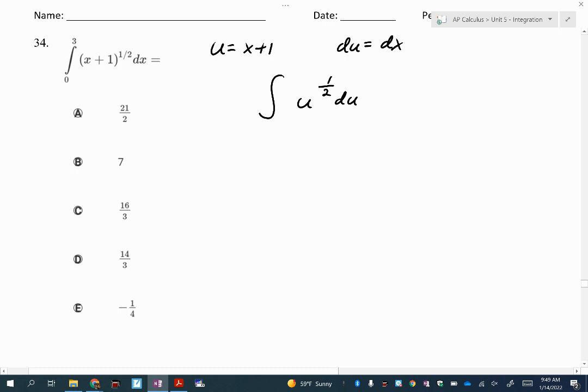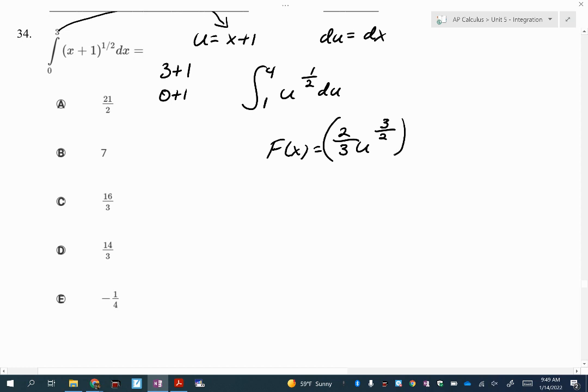Get my new limits of integration by plugging in 3 where it says x, so 3 plus 1, and 0 plus 1. Remember, you're plugging these into what you put here. So that's 4 and 1. The antiderivative for u to the 1/2 power is going to be u to the 3/2 power, so you put 2/3 in front to get rid of that, and I'm evaluating this at 4 and 1.